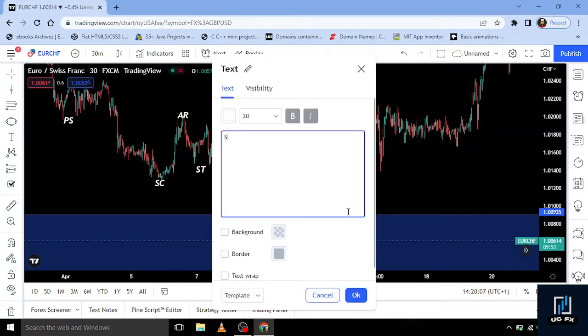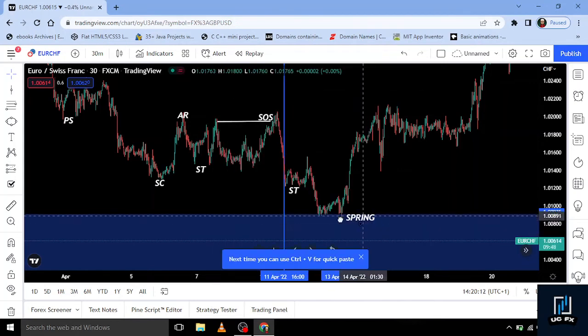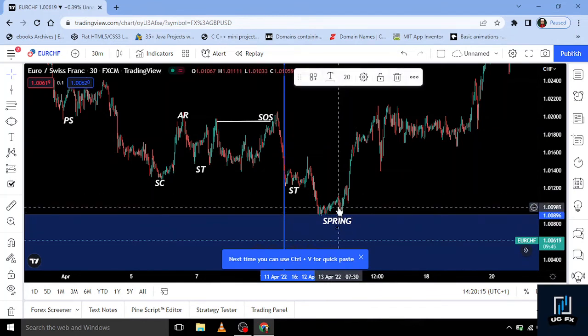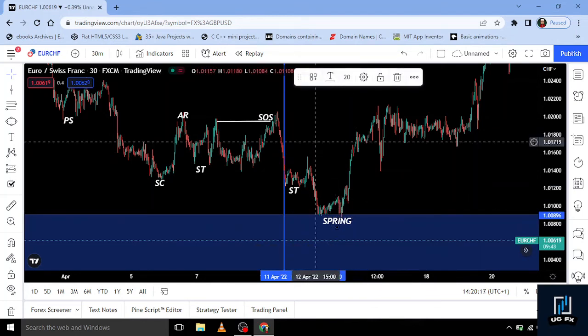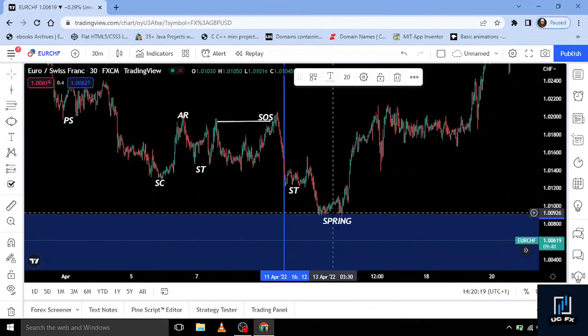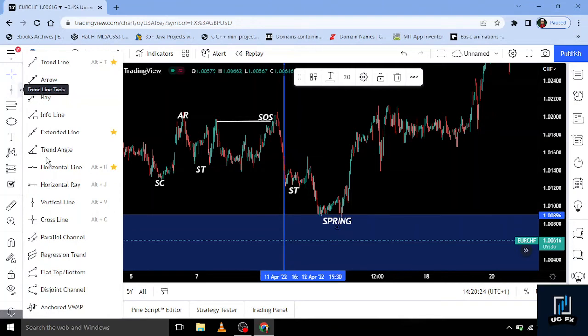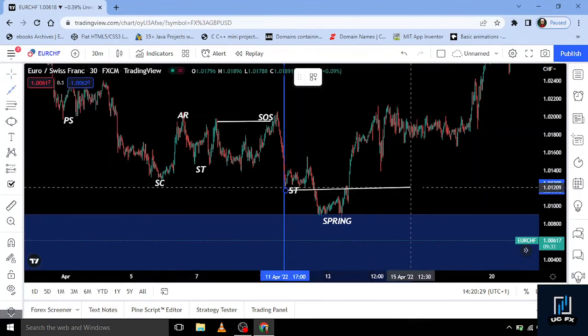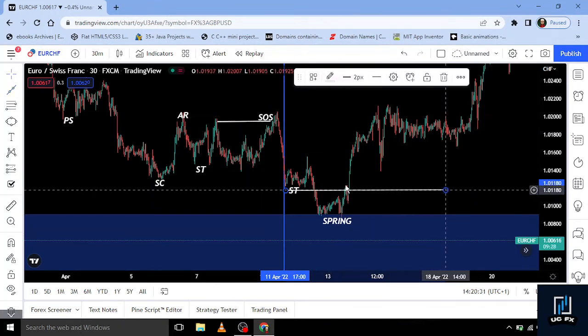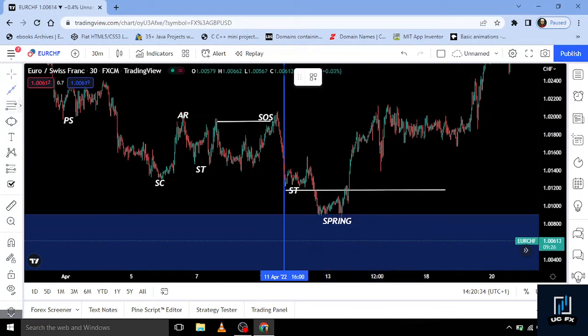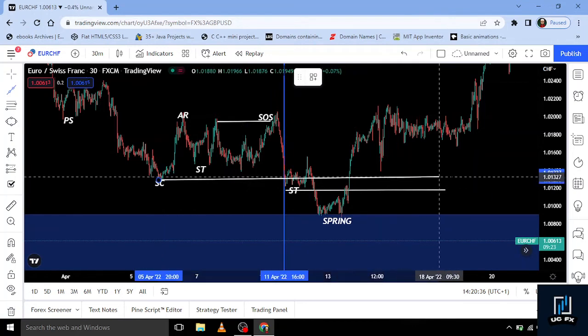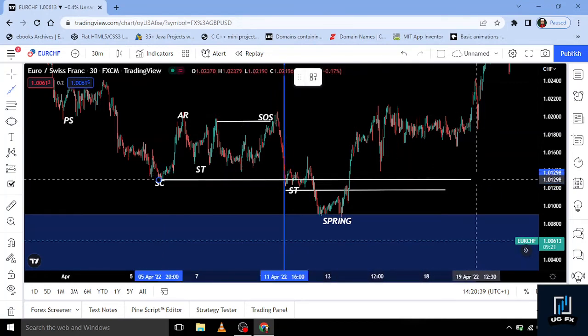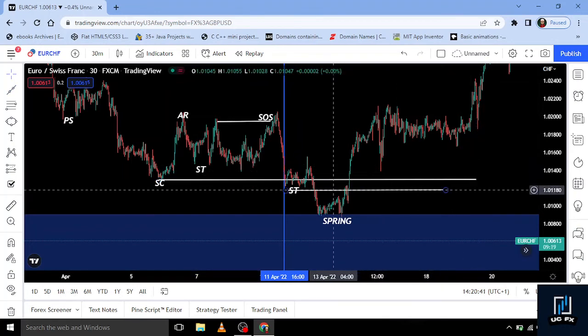Our spring. So this is actually where you will be taking your entries from. Just like I said, if you can't catch your entries right from here, the best way to do this is actually wait for price to break this ST, or the ST. So you would actually be entering at the retest of these places.